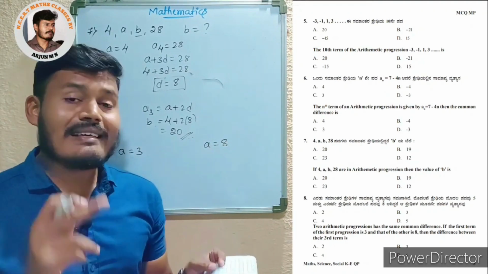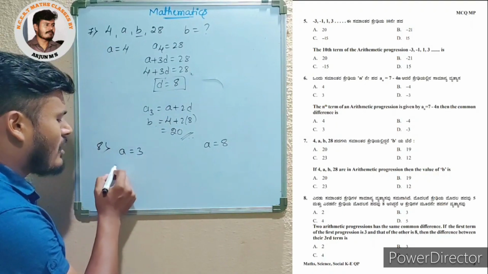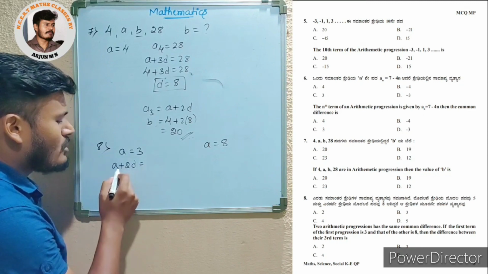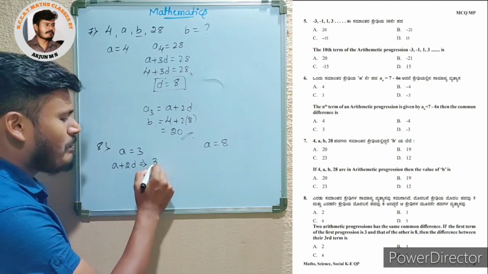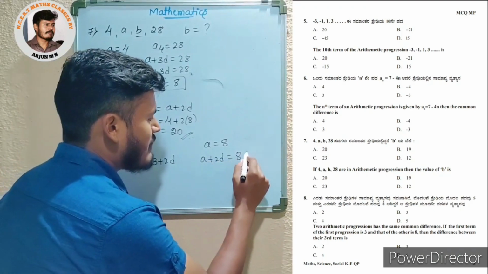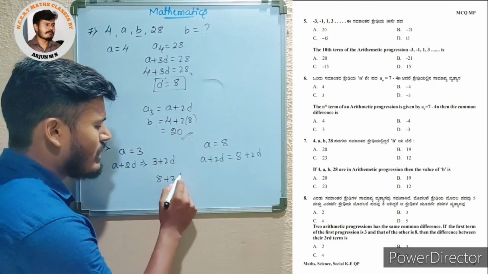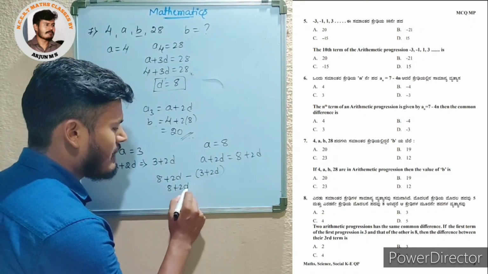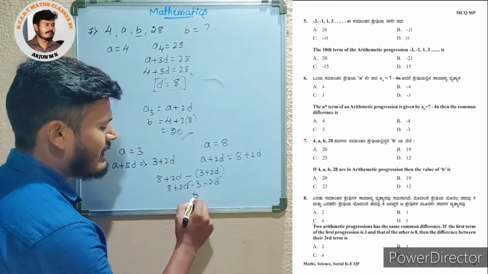Then the difference between their third terms. Here the first term is a, so what about the third term? a plus 2d. For the first AP, 3 plus 2d, and for the second AP, 8 plus 2d is the general form. You just subtract these two: 8 plus 2d minus 3 minus 2d. The 2d terms cancel out, and 8 minus 3 is 5.